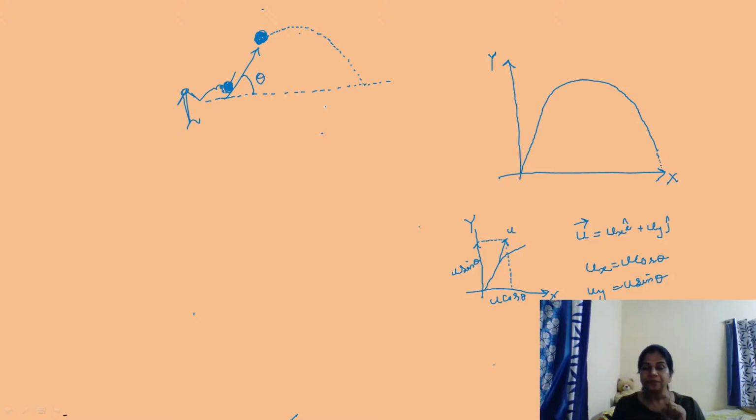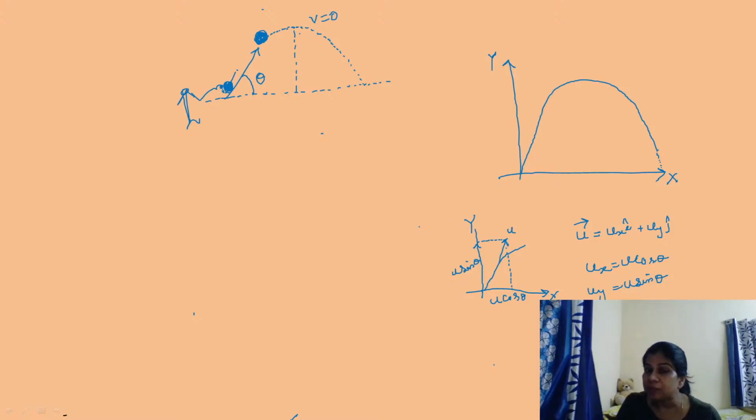Now look, this is a boy. This boy is throwing this ball upward and it moves to this much height, and then after reaching this maximum height, the velocity becomes 0. Then it falls back to the ground.